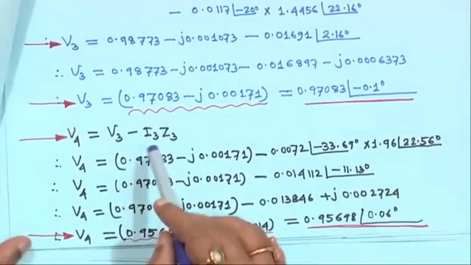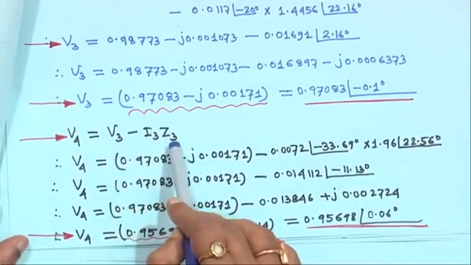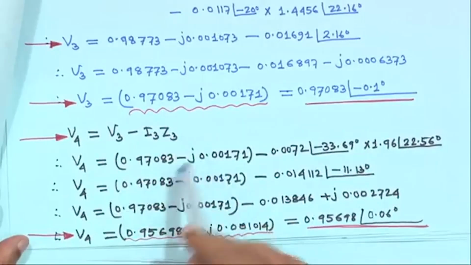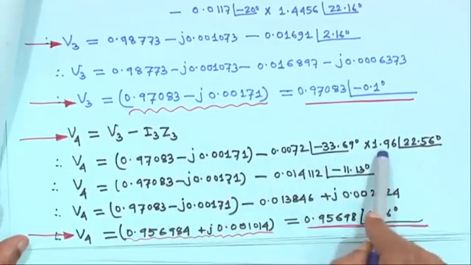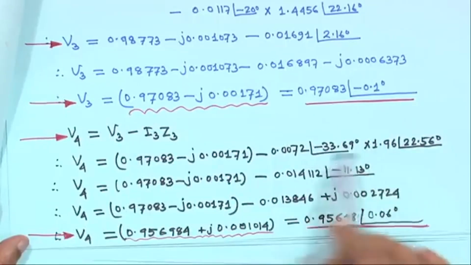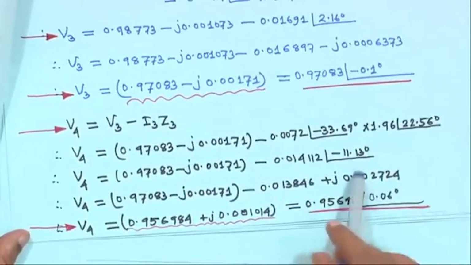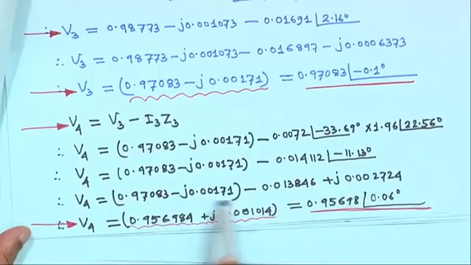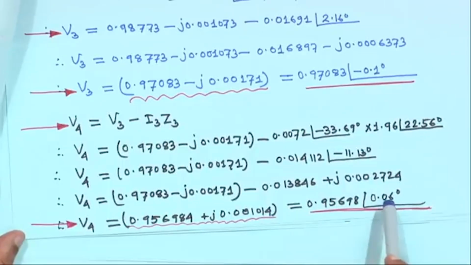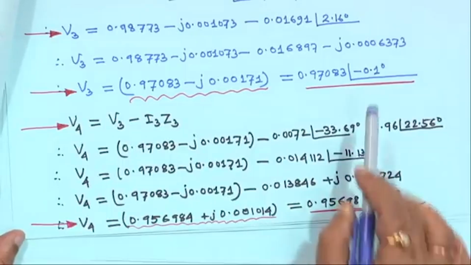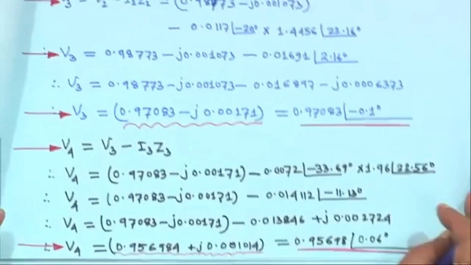And if you compute V4, it is equal to V3 minus I3 Z3. So, V3 is this one, minus your I3 is this one, and this is your Z3. Multiply and simplify all these things, then you will get V4 equal to 0.956984 plus j 0.001014. It comes around 0.95698 angle 0.06 degree. Here it is a leading angle, very small, but leading, whereas the other two are coming as lagging angles, right.